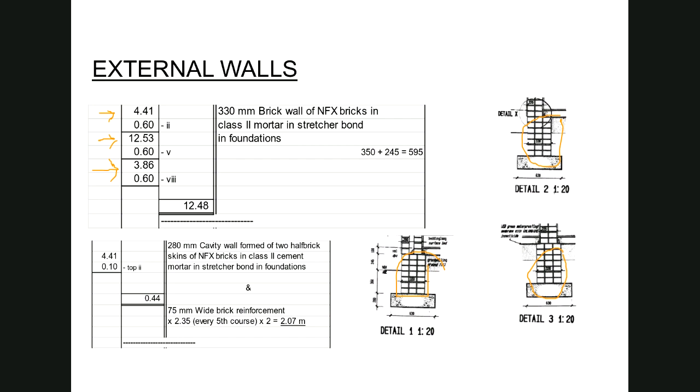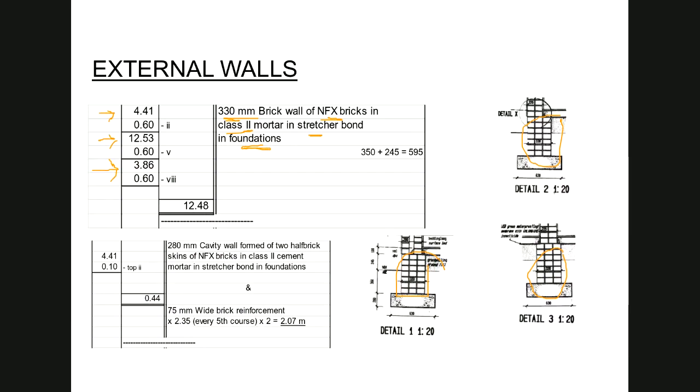So let's just look at the description first. So we've got the width of the wall there, 330 millimeter brick wall. We've got the type of the bricks, which is the NFX bricks. We've got the bond, we've got the mortar mix, and we're stating that this is brickwork in foundations. So we have all our requirements over there.